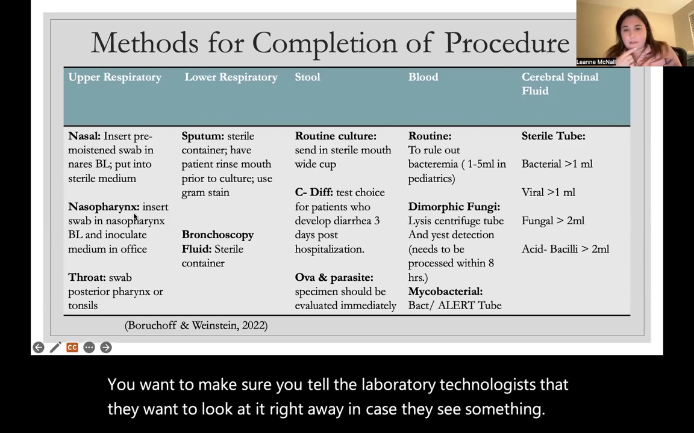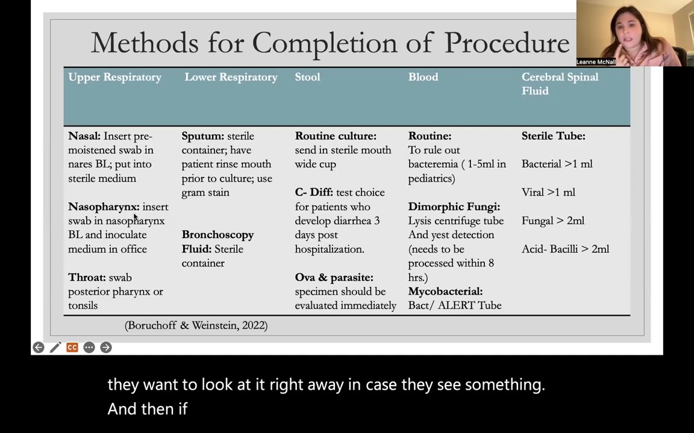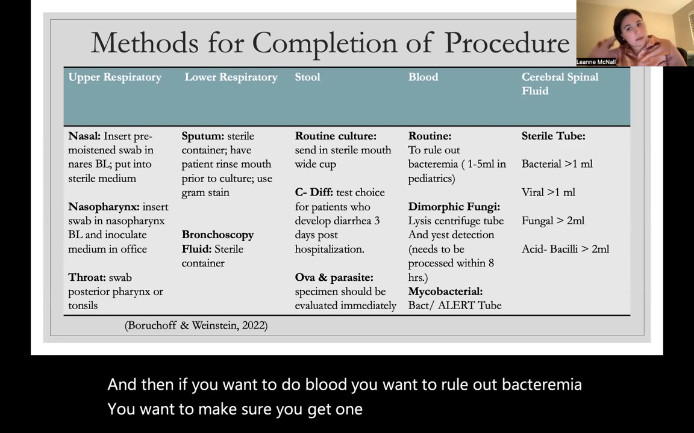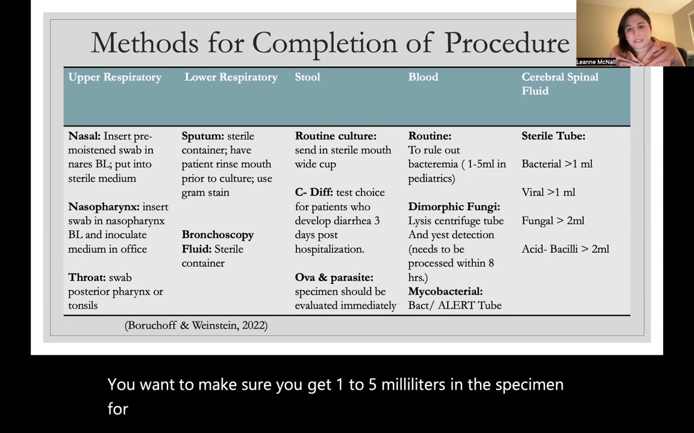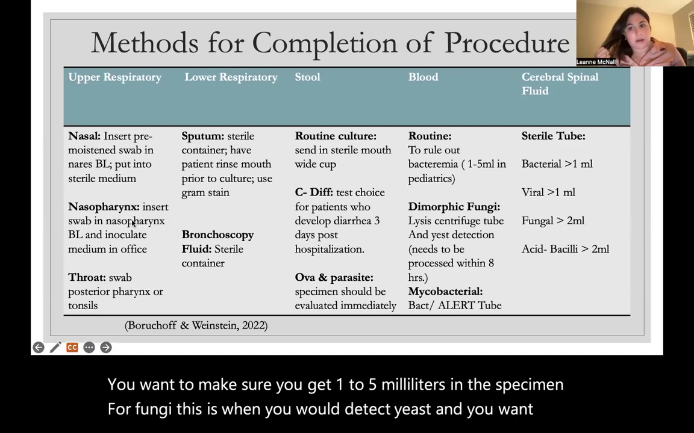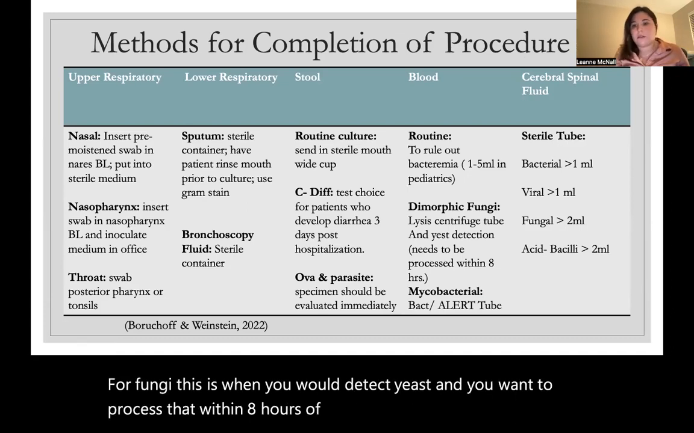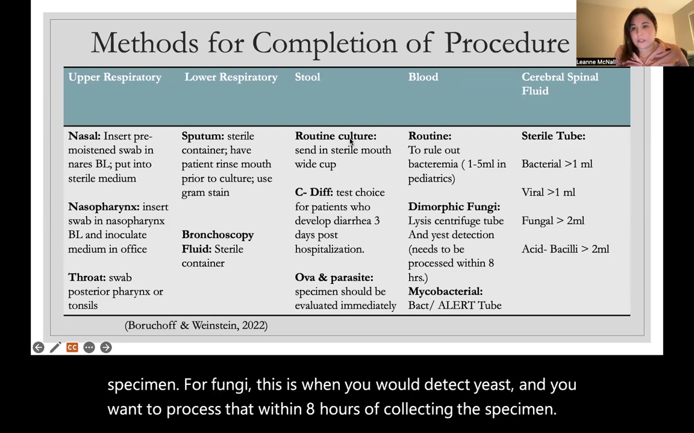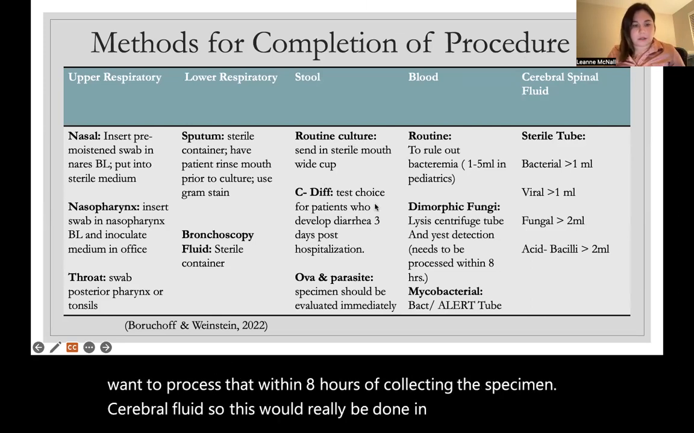And then if you want to do blood, you want to rule out bacteremia. You want to make sure you get 1 to 5 milliliters in the specimen. For fungi, this is when you would detect yeast, and you want to process that within 8 hours of collecting the specimen. Cerebral fluid, so this would really be done in the hospital, so I'm not going to go over that.